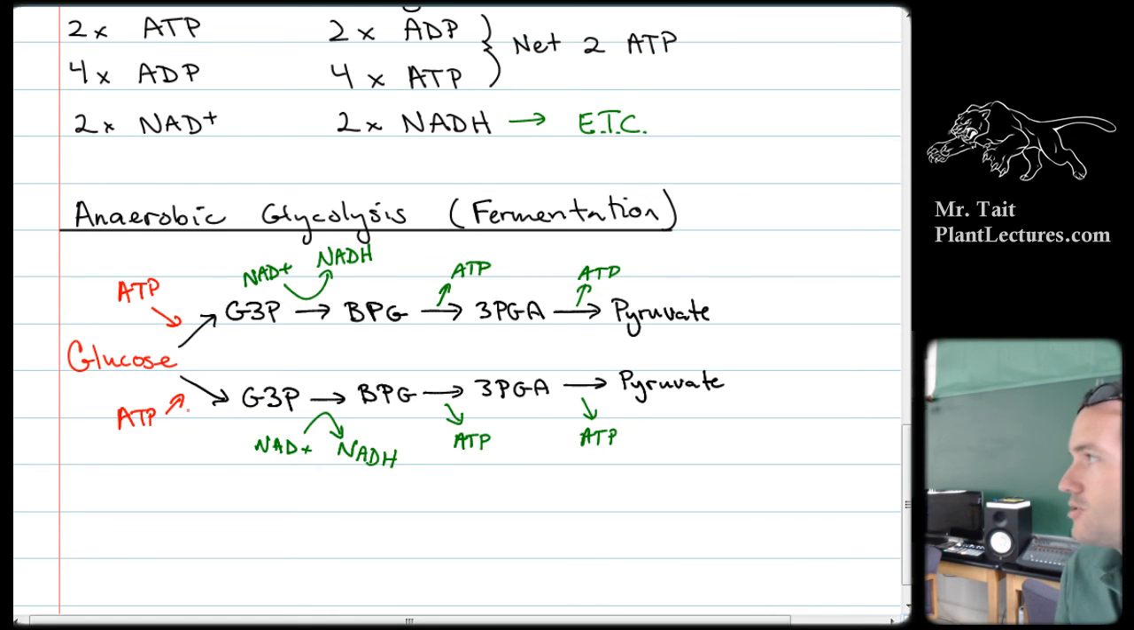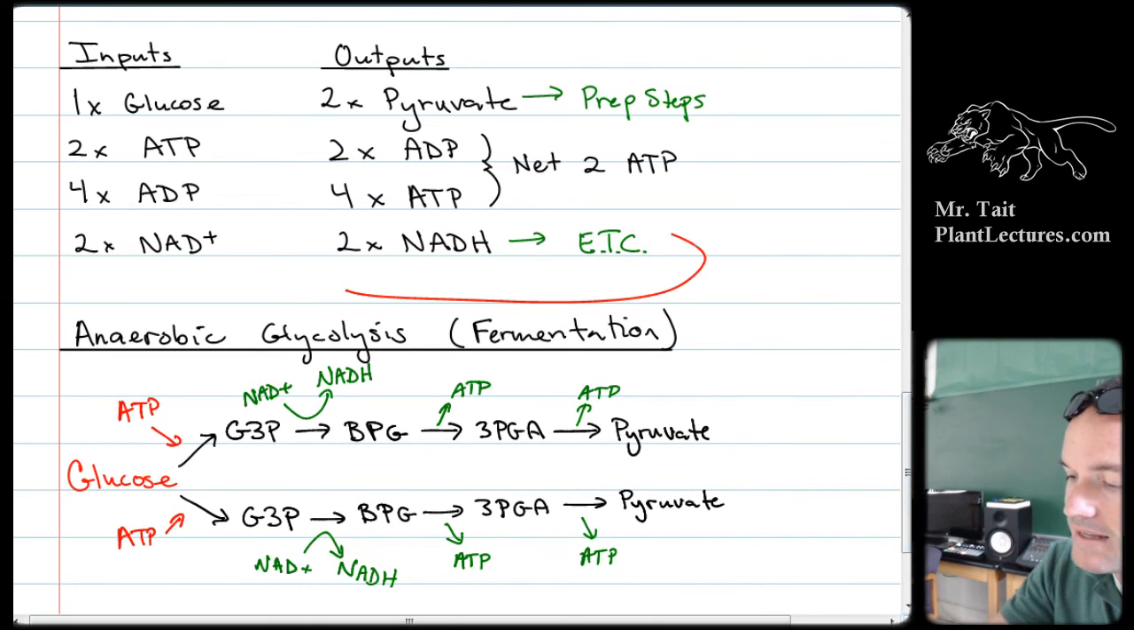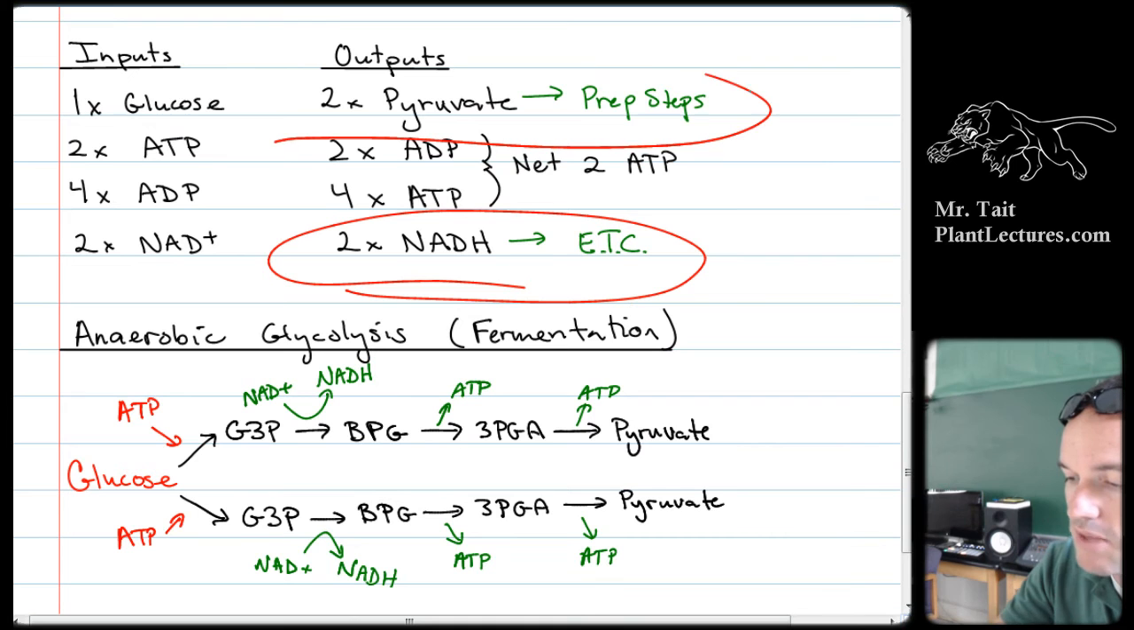Alright, so it should have something that looks like this. I simplified, I didn't write my ADPs going in because they're not really super important here. But I did still write the NAD plus and the NADH. And the reason for that is that I want you to notice the difference between anaerobic glycolysis and aerobic glycolysis. And that is that when you get to the end, we said that the NADH would be used in the electron transport chain, and we said the pyruvate would be used in the prep steps, right?